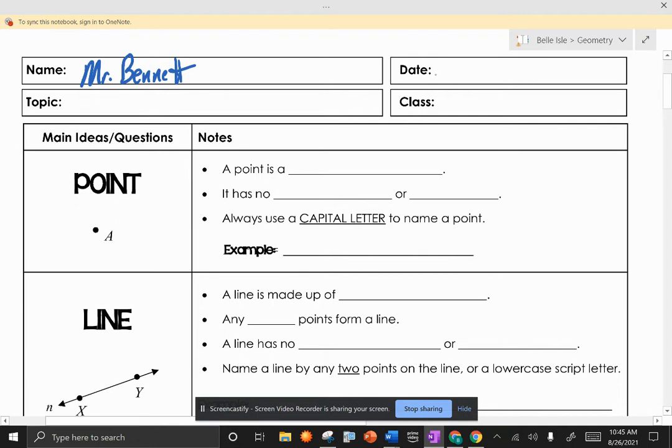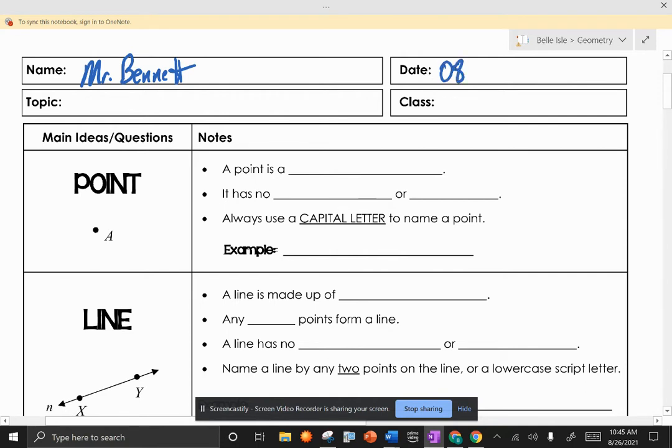Don't forget that's on Monday. So please study for that. That also means that Friday will most likely be your first unit quiz. So next week will be a busy week.